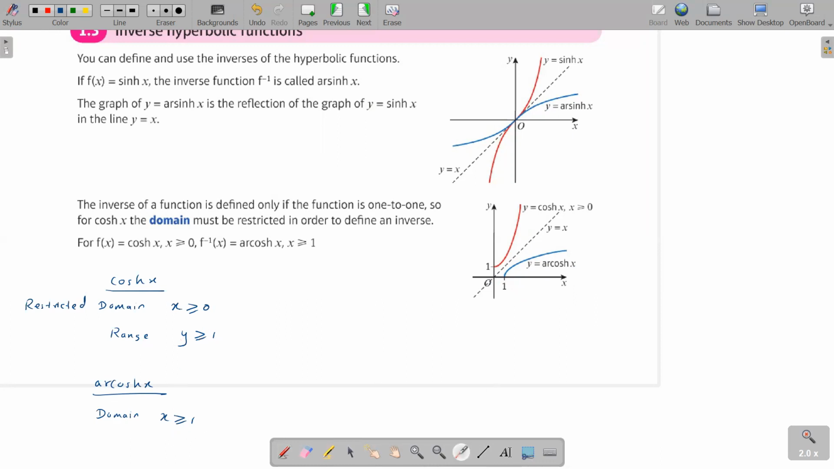These are some rules you've learned previously, right? And the range of the R cos x is going to be y greater than or equal 0. Very clearly, you can see it here. The blue graph is just going to get y values bigger than 0. So the domain and range basically exchange.